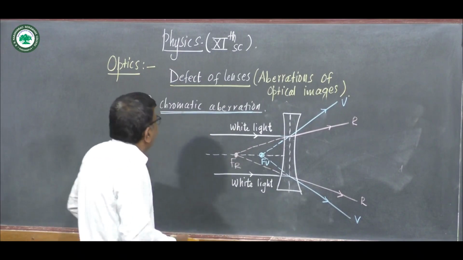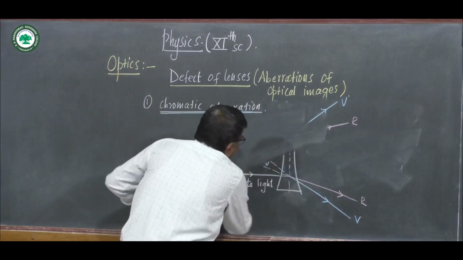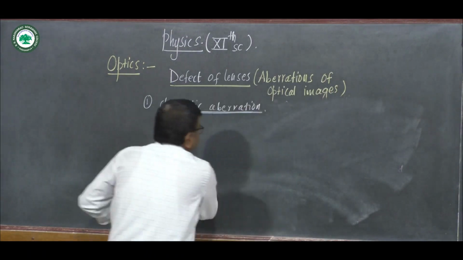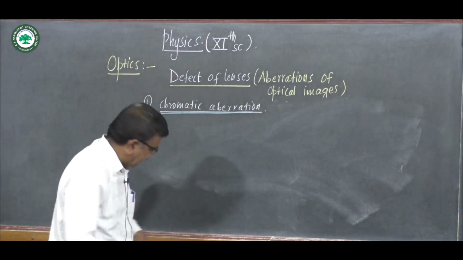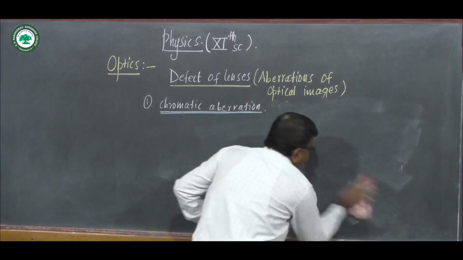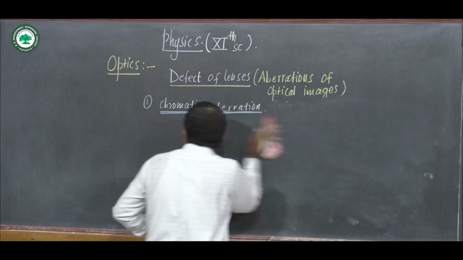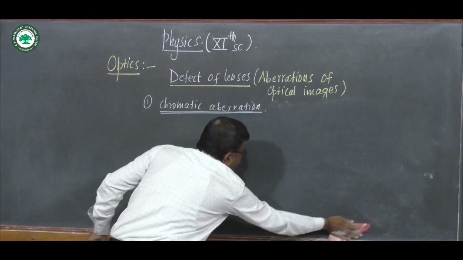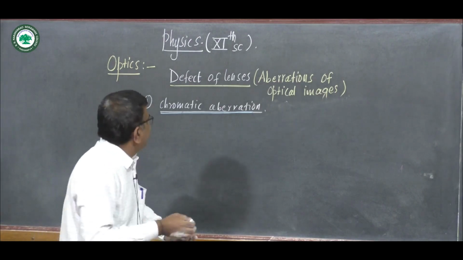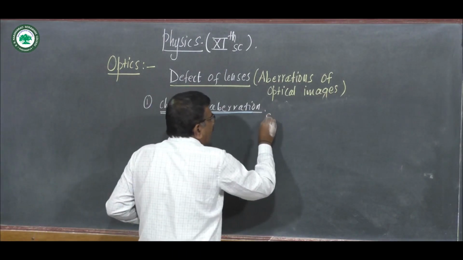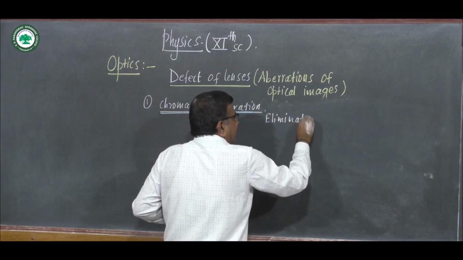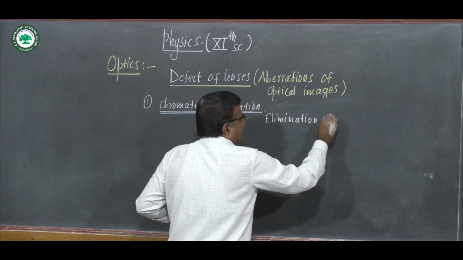Now there are some ways to eliminate such chromatic aberration. We see the method of minimization of this chromatic aberration. We can minimize this chromatic aberration, or we can eliminate it. So, elimination of chromatic aberration.